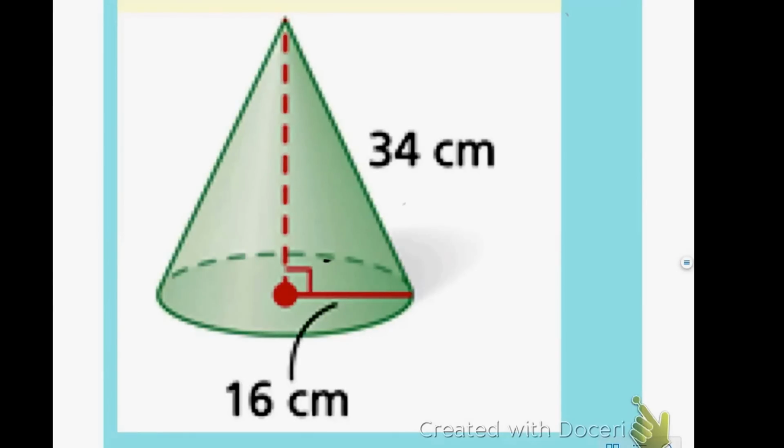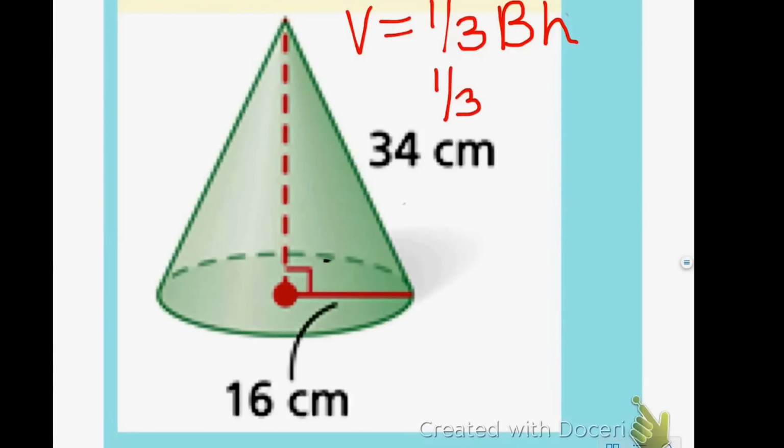Alright, now, this is a little bit different. I'm still wanting to find the volume of a cone. So my formula is still going to be 1/3, because it only has one base, capital B times H. Alright, so I know I'm going to say 1/3, and since this is a circular base, I'm going to use my circle formula, times pi times 16 squared. Need to make sure my exponent's inside the parentheses.